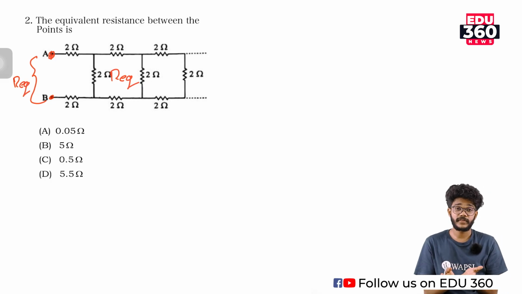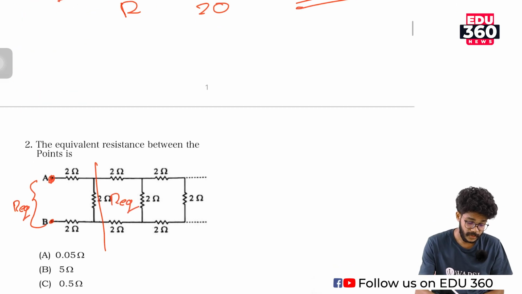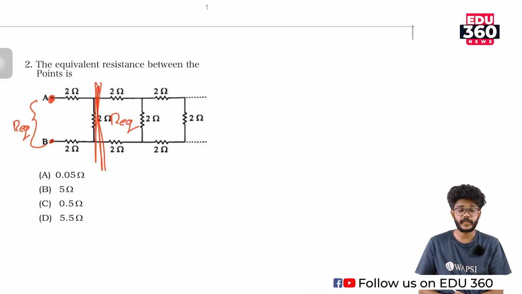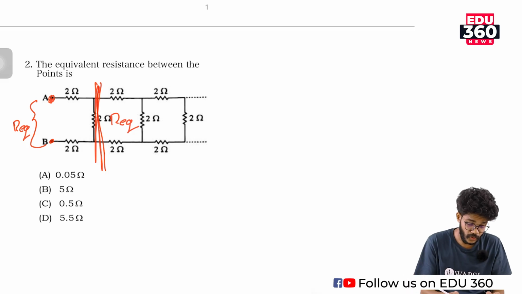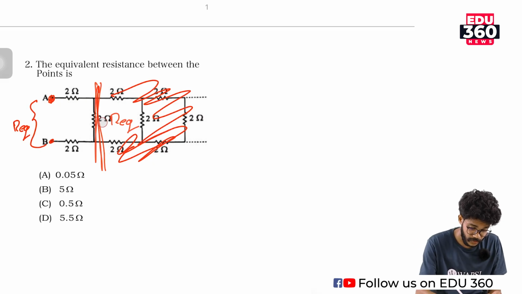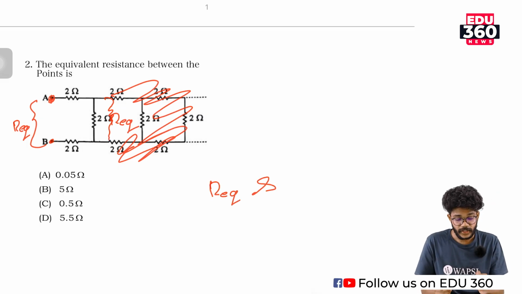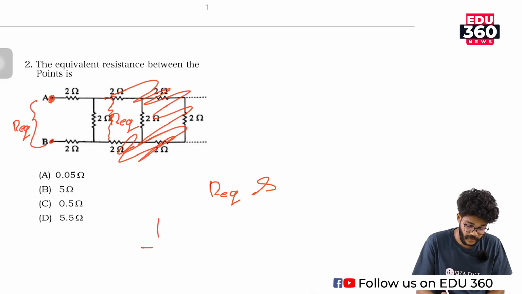Does it make any difference? No, because this portion is also similar to the previous section. So R equivalent is in here and R equivalent is also there. So I can rub out all these connections and just give it as R equivalent. So R equivalent and 2 ohm are in parallel. What will be the effective resistance?